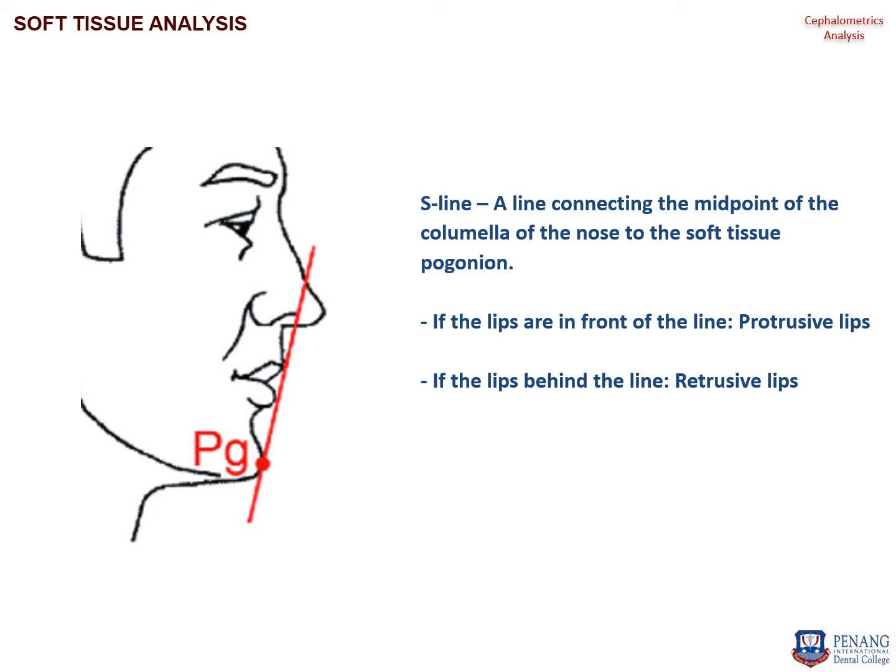S-line is a line connecting the midpoint of the columella of the nose to the soft tissue pogonion. So you construct the line and you bisect the columella, and the same line touches pogonion, you have yourself S-line. If the lips are in front of this line, then you can say that the lips are protrusive. If the lips fall behind the line, then you can deduce that the lips are retrusive in nature.